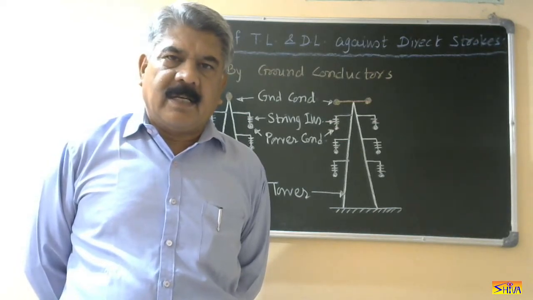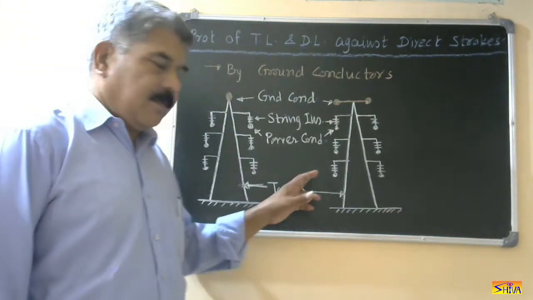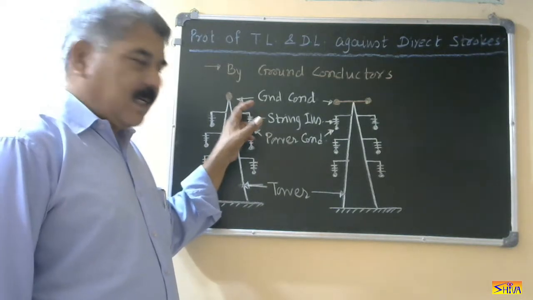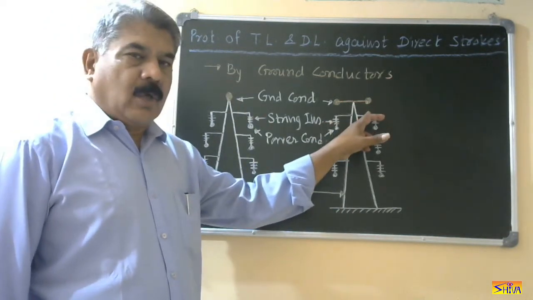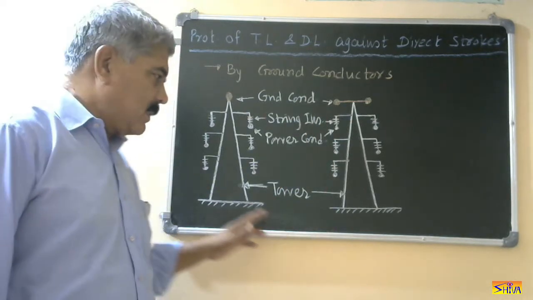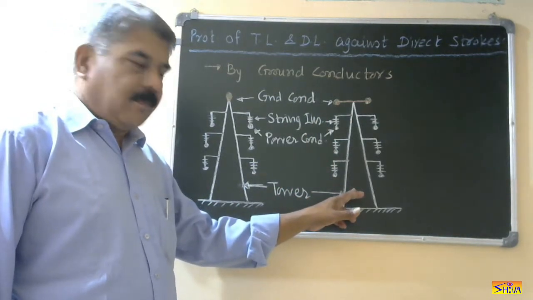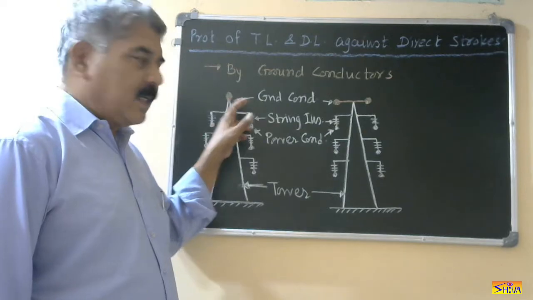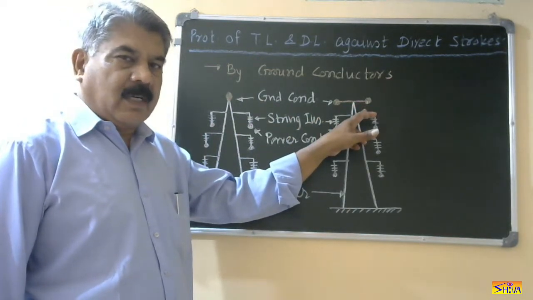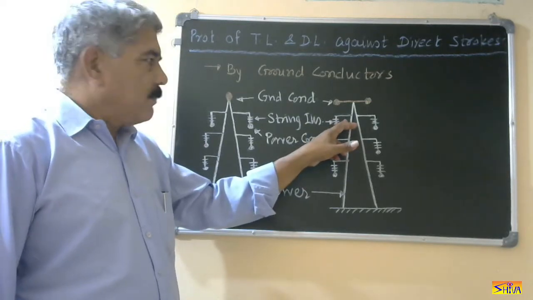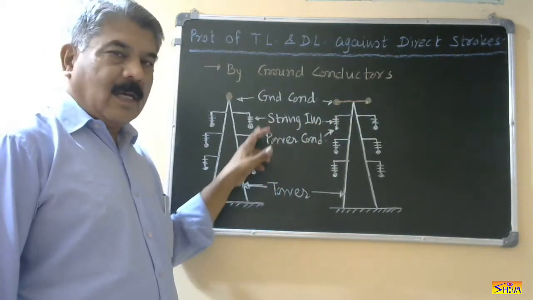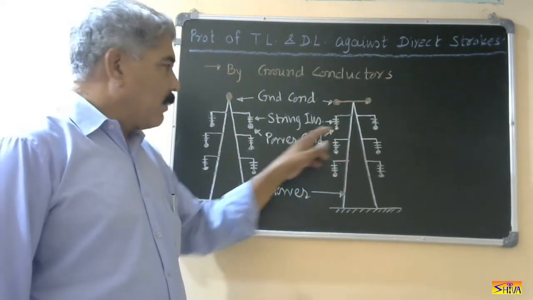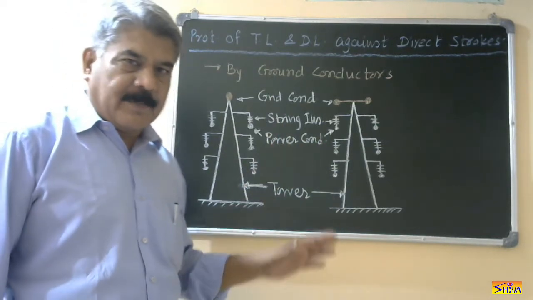rather than electrical considerations. So I have drawn here two diagrams. One with single ground conductor, second with two ground conductors. The complete structure is like this. These are the towers. They are grounded. On the top, it is single ground conductor. Here it is two ground conductors. These are the cross arms. On these cross arms, these are power system insulators, that is string of insulators. At the bottom, you can see the power conductors, and this is the complete structure.